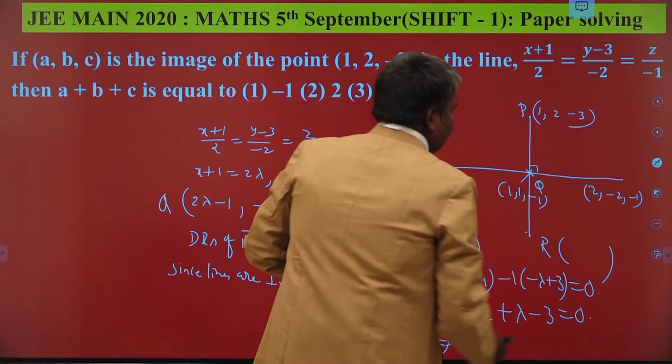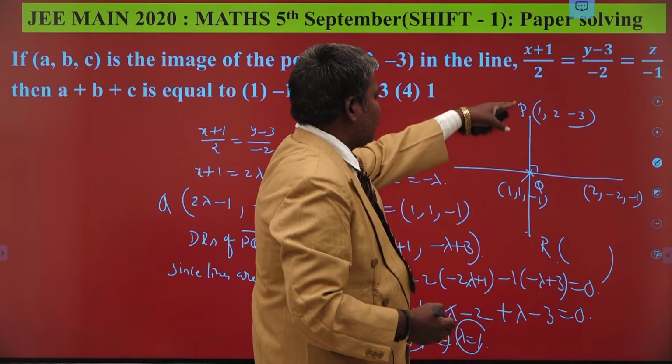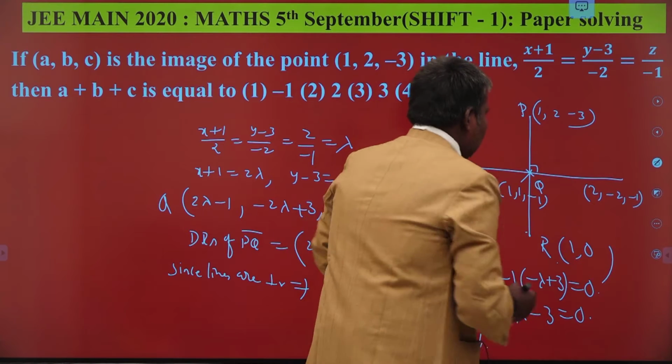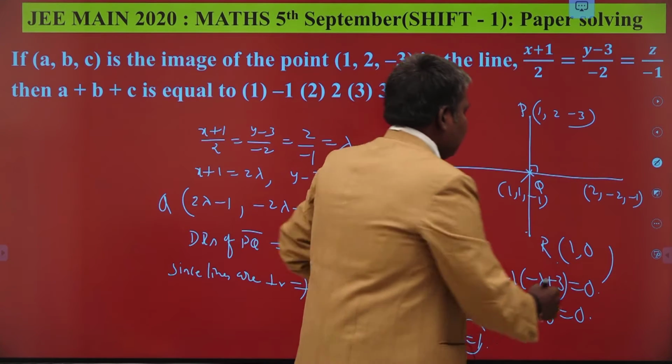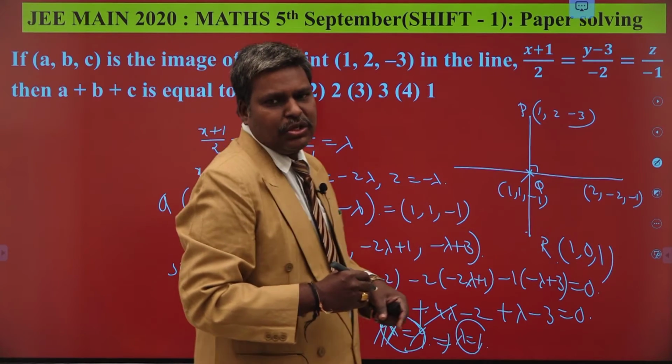Can I find the coordinates of R or not? Multiplied by 2 and subtract this one. 2 minus 1, that is 1. 2 ones are 2, 2 minus 2, it is 0. Minus 2 plus 3, it is 1. So the coordinates of R are obtained as 1, 0, 1.